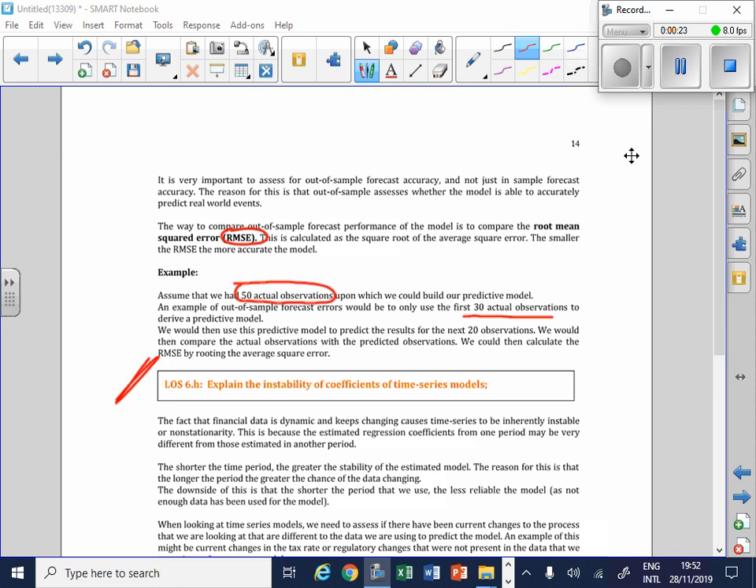Okay. Financial data is dynamic and keeps changing, causing time series to be inherently unstable, or non-stationary. And remember, the minute something's non-stationary, it's not the best news for me, is it? Because in order for me to use AR models, autoregressive models, I want the data to be covariance stationary. I want it to be stable, but generally speaking, it may not be.